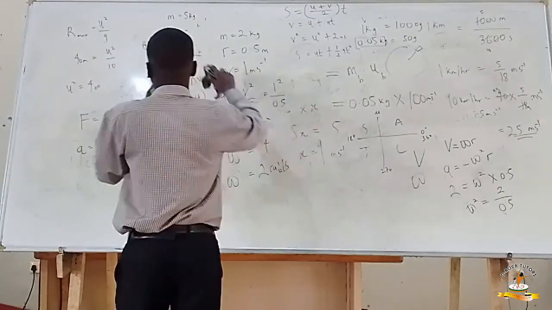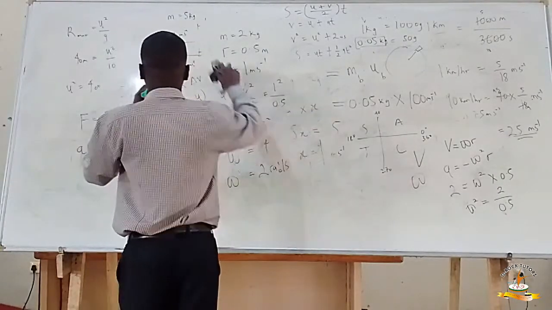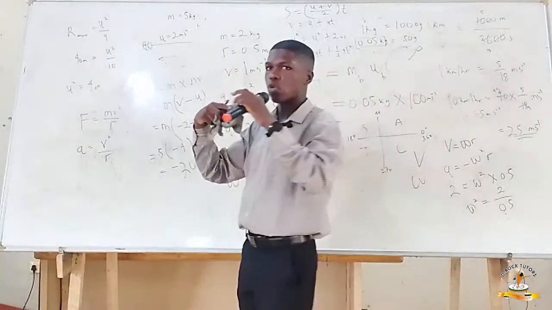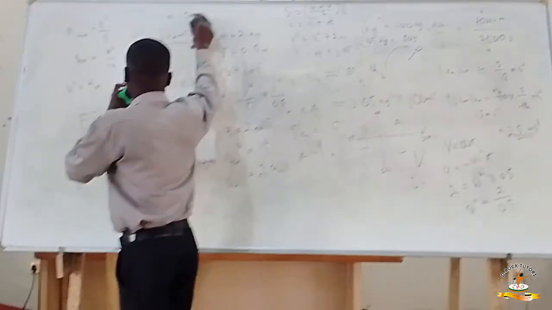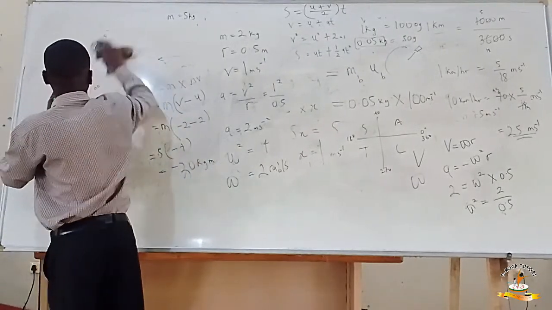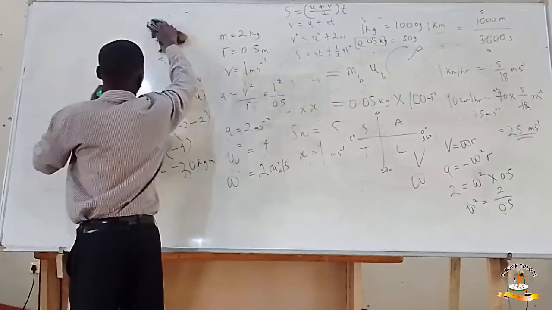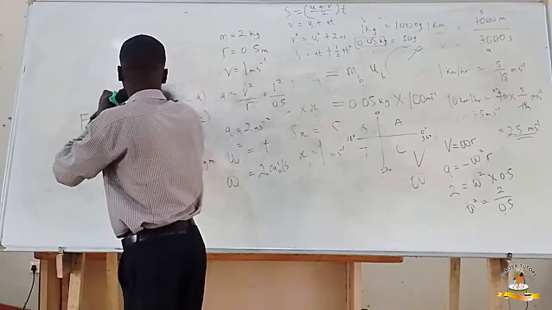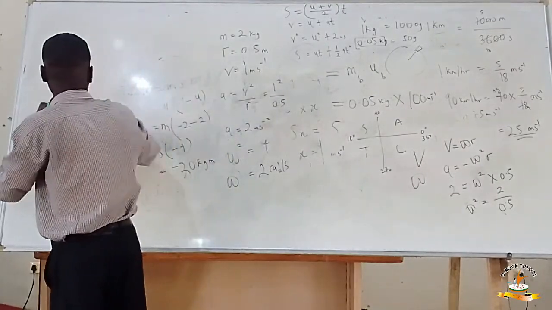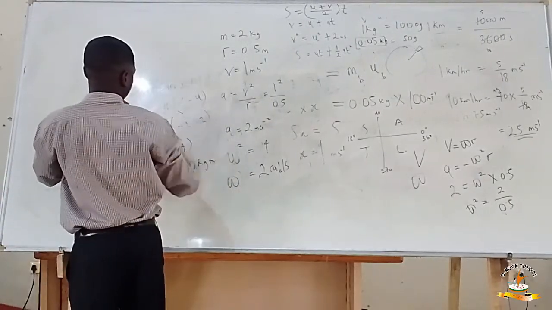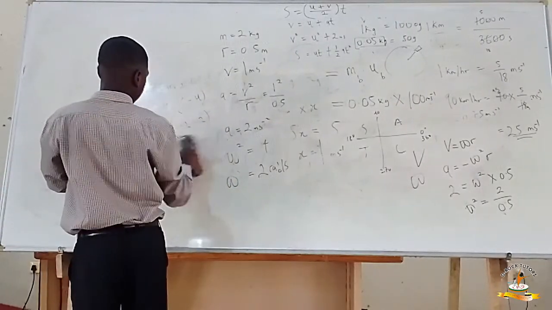So please don't forget centripetal acceleration, centripetal force, linear speed, and acceleration too. And all these are still somehow linked to simple harmonic motion, SHM, which is an important topic for you to know. So that is all. My answer is 2 rad per second. So next question.